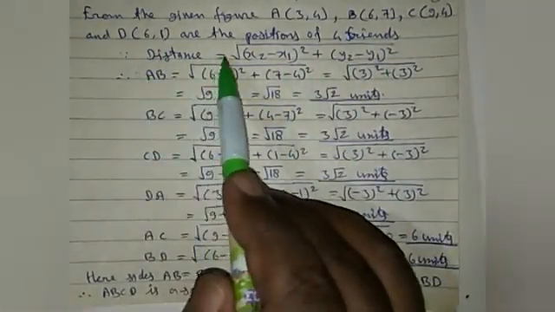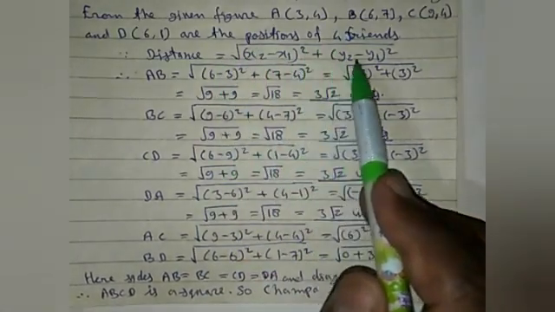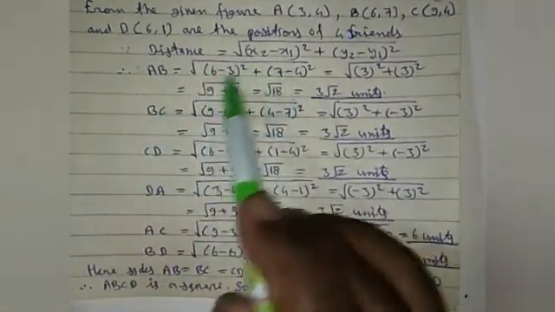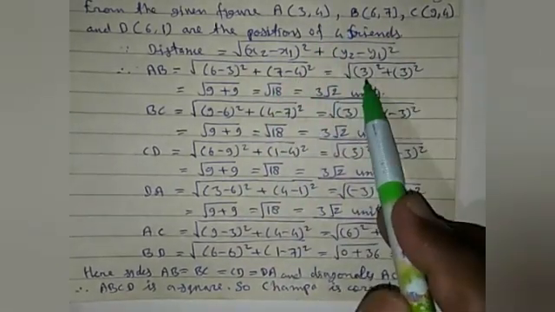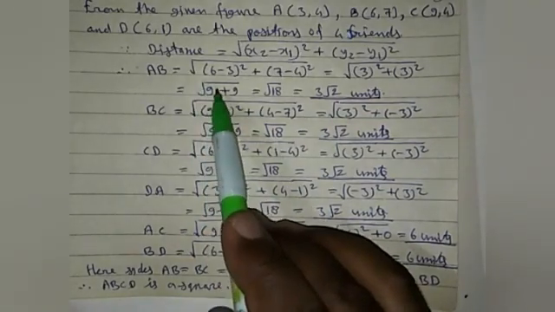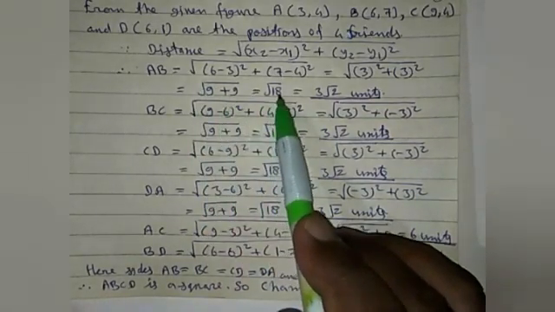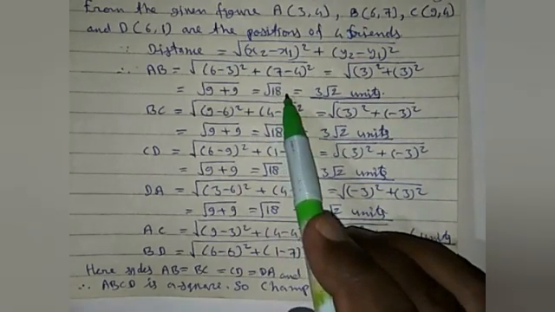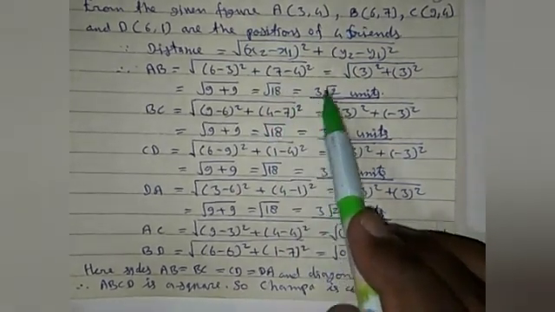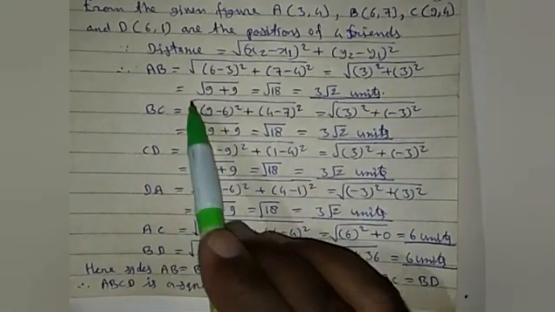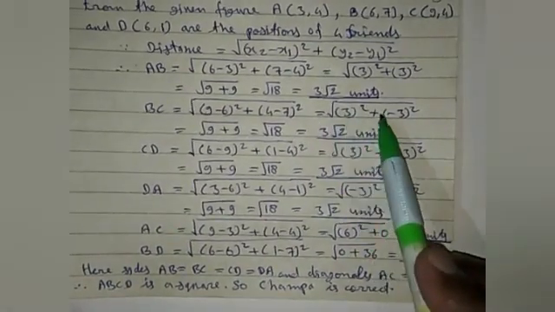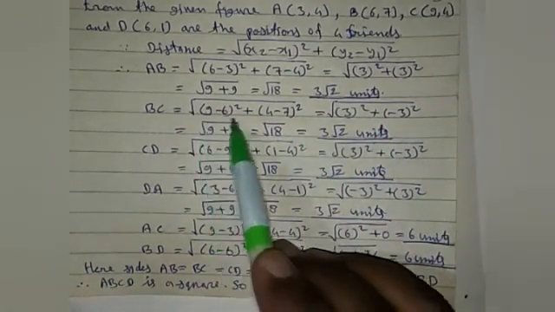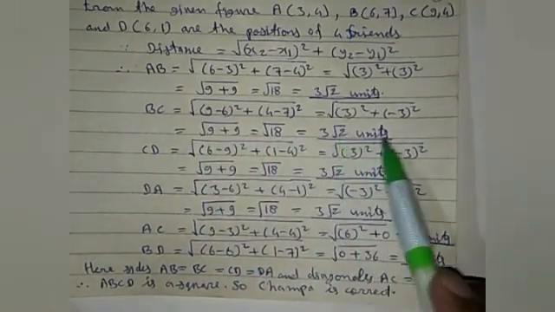So using distance formula, that is equal to under root x2 minus x1 whole square plus y2 minus y1 whole square. Here distance between AB is equal to under root 6 minus 3 whole square plus 7 minus 4 whole square, that is equal to under root 3 square plus 3 square, that is equal to root 9 plus 9, which is equal to root 18. So here 18 is 9 into 2, square root of 9 is 3, so it is equal to 3 root 2 units. Similarly, BC is equal to under root 9 minus 6 whole square plus 4 minus 7 whole square, that is equal to root 3 square plus minus 3 square. So it is equal to root 9 plus 9, which is also equal to 3 root 2 units.